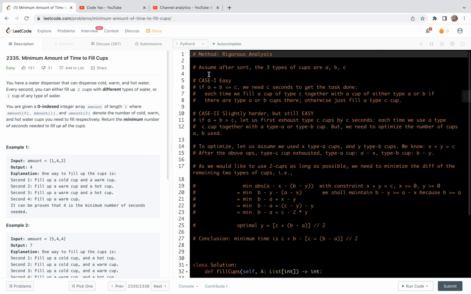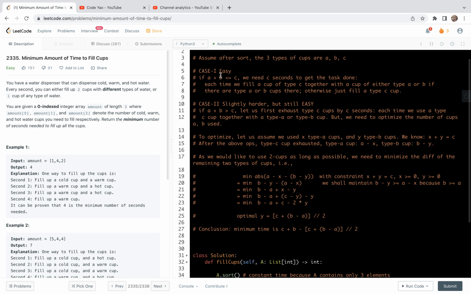I will directly go to the analysis without reading through the problem statement. We only care about the types of the cups. We do not need to know whether it's cold, warm, or hot. Assume that after we sort from small to large, the three types of cups are A, B, C. A, B, C represent both the type and the number of cups.